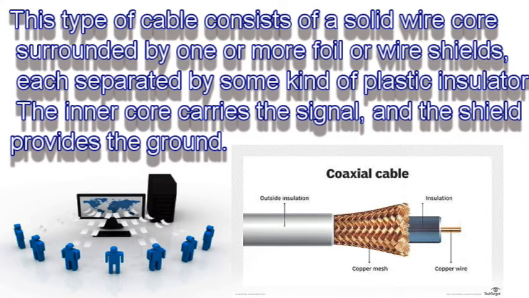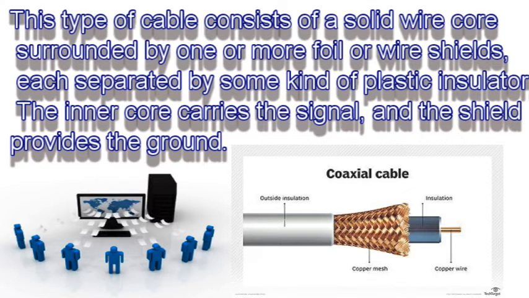So this type of cable consists of a solid wire core surrounded by one or more foils or wire shield, separated by some kind of plastic conductor insulator. Basically the inner core carries the signal and the shield provides the ground. As you can see on the screen, this is the coaxial cable. It has a conductor, insulator, wire mesh and the outer shield.